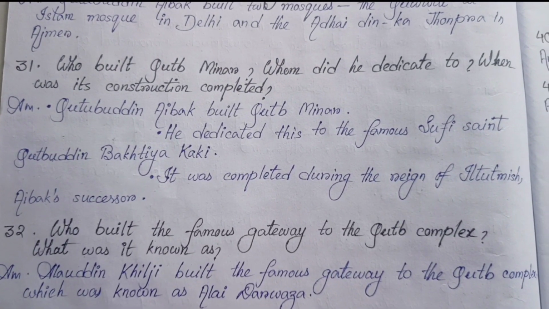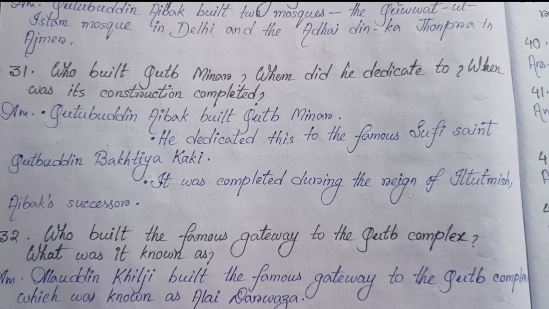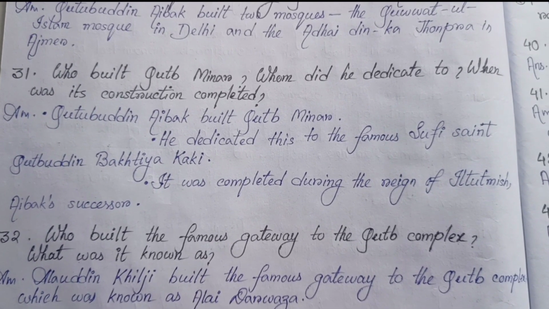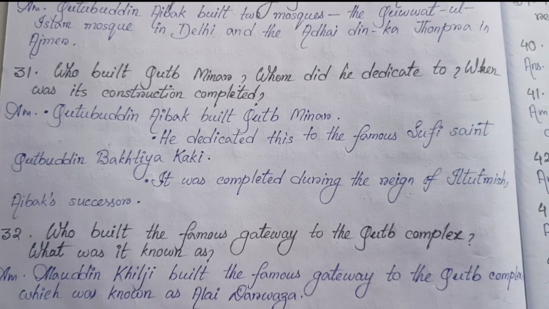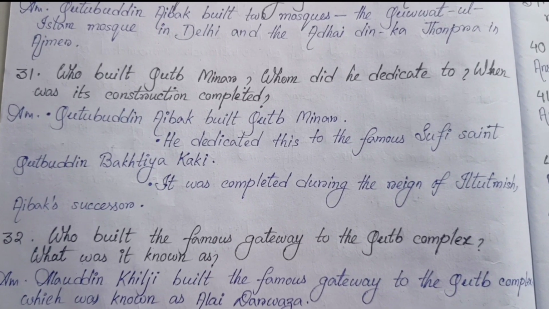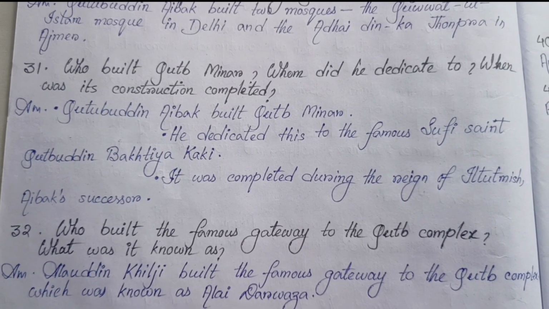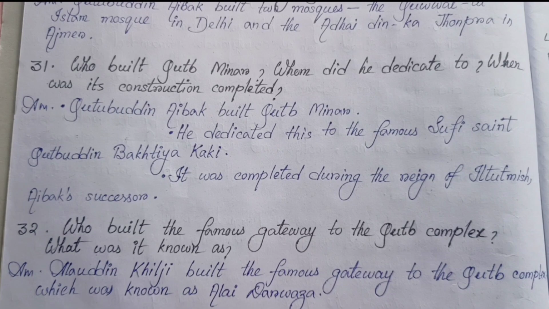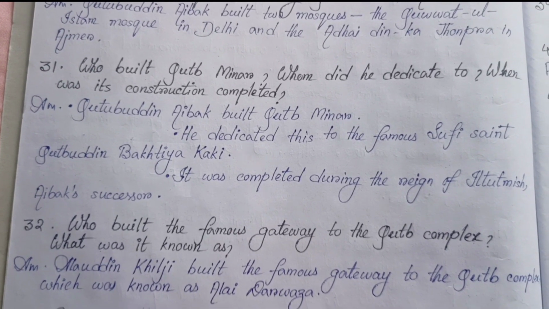Number 31. Who built Qutub Minar? Whom did he dedicate it to? When was its construction completed? Qutubuddin Aibak built Qutub Minar. He dedicated this to the famous Sufi saint Qutubuddin Bakhtiar Kaki. It was completed during the reign of Iltutmish, Aibak's successor.